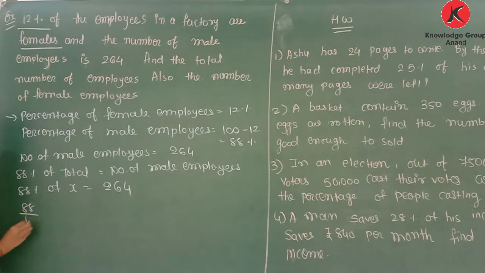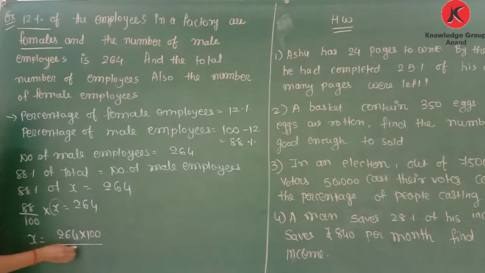Now 88 by 100 multiplied by x is equal to 264. So here we need to find x, that is the number of total employees. So x is equal to 264 multiplied by 100 divided by 88. So it will be 300. That is, the total number of employees is 300.